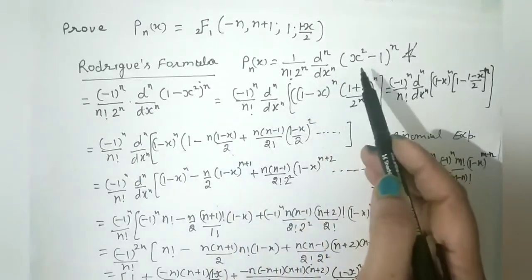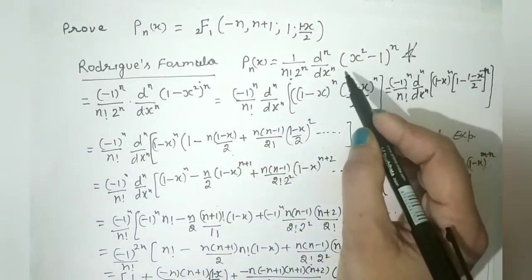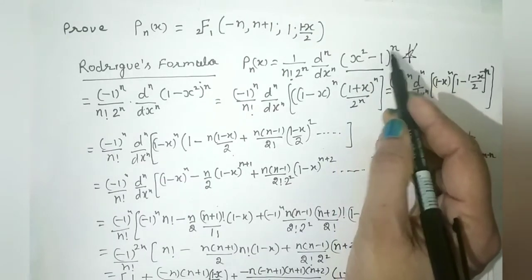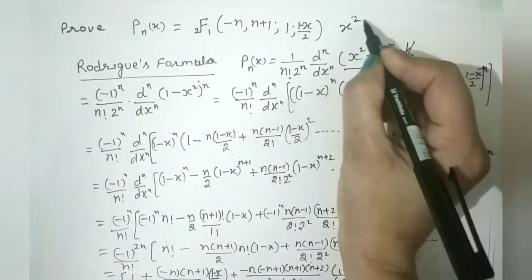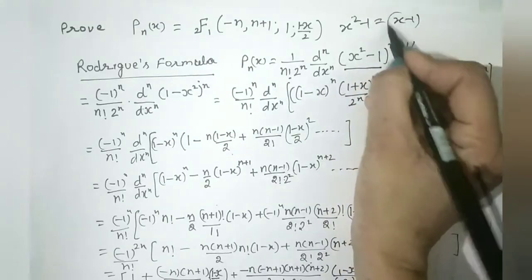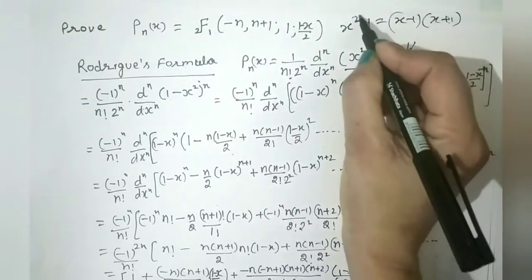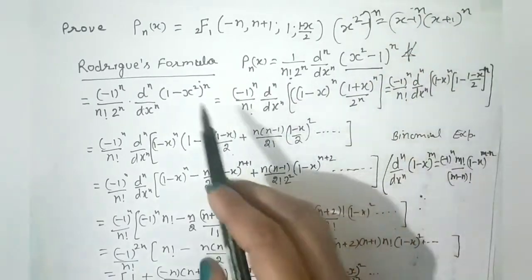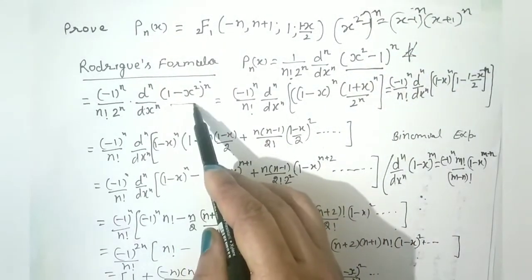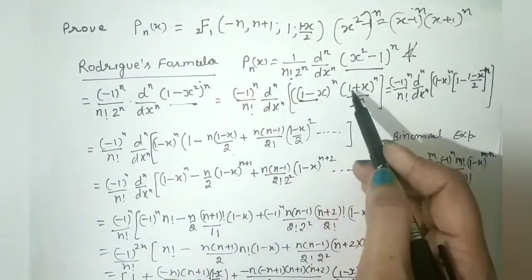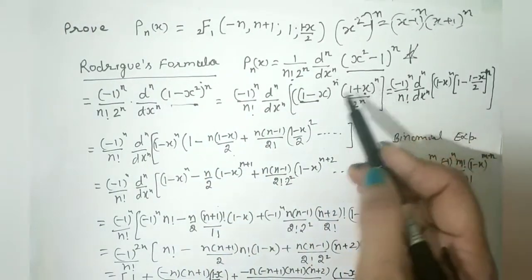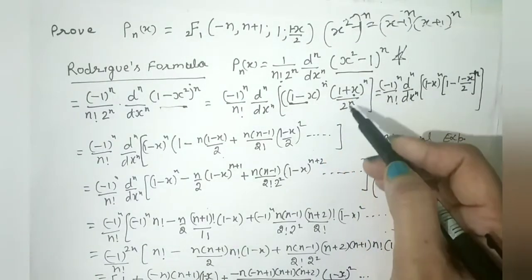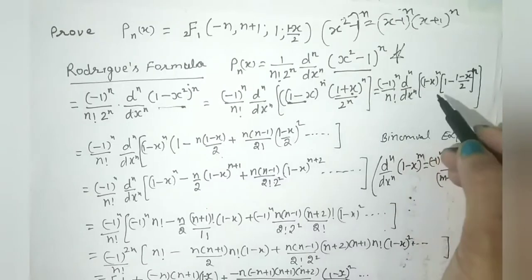So P_n(x) is this. Now what we will do, we will separate this (x square minus 1) raised to power n as, because x square minus 1 can be written as (x minus 1) into (x plus 1), raised to power n will be same, raised to power n on both. So we write this as (1 minus x)(1 plus x) raised to power n. Now we will separate this (1 plus x) raised to power n again like this.